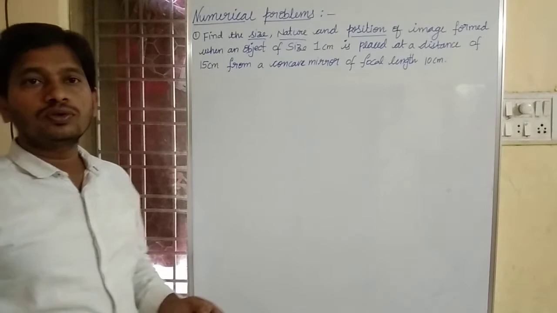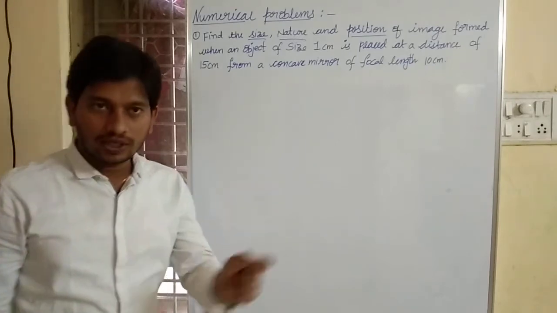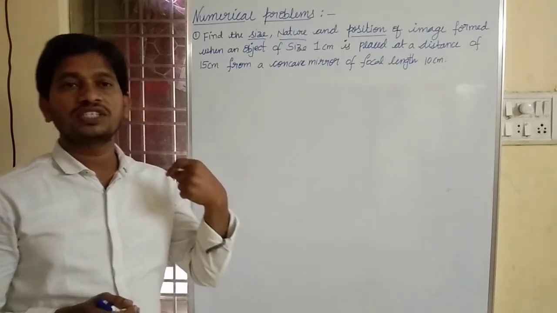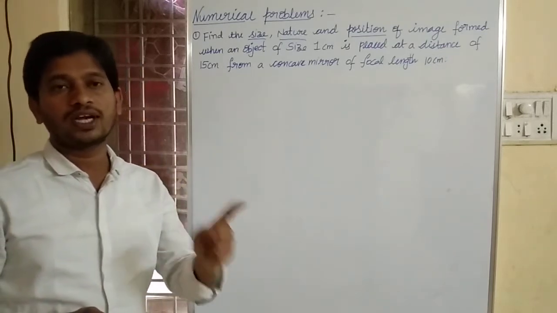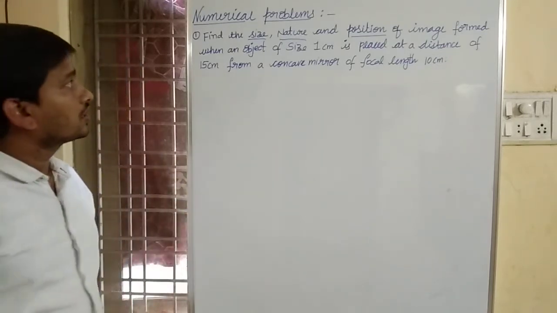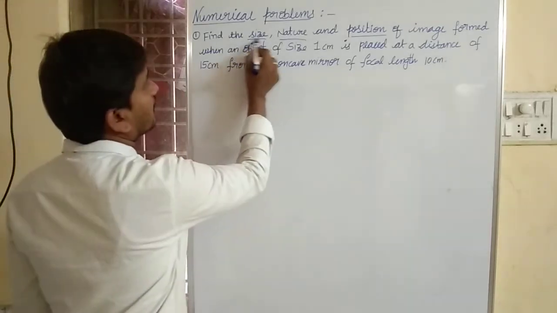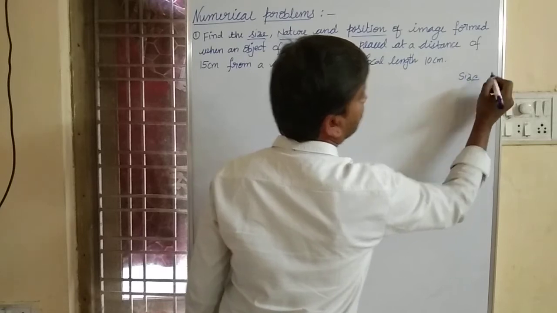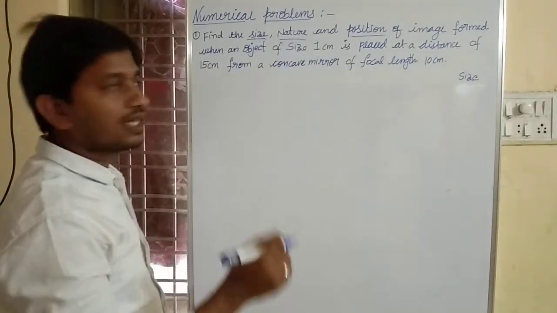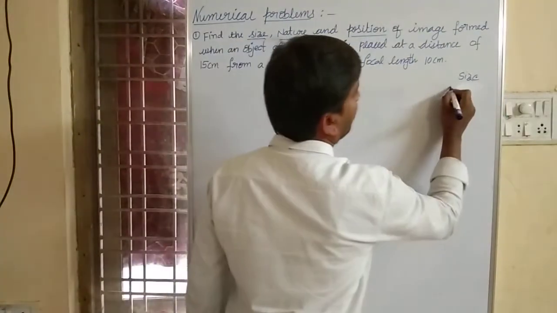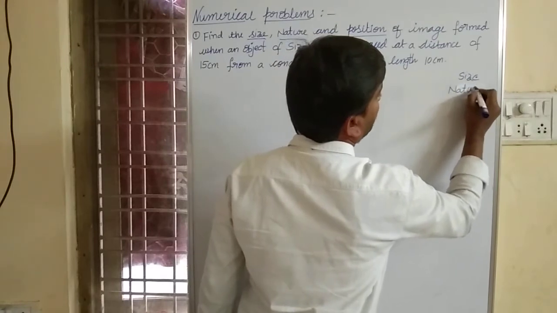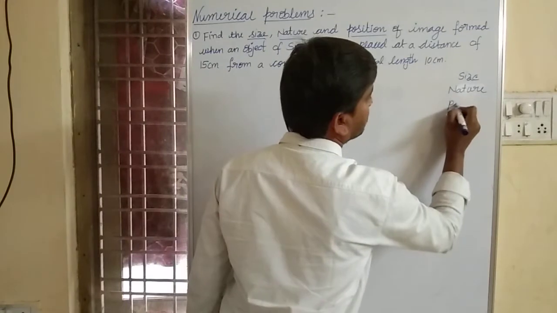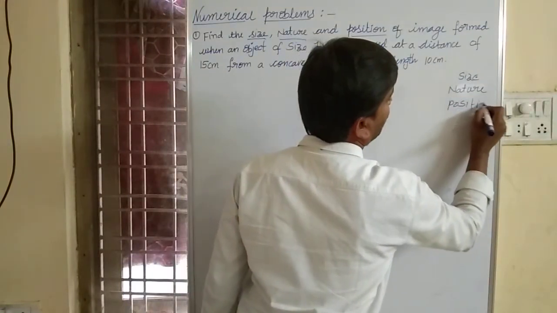First we have to read the question carefully and see what is given, and also which type of mirror we have to find out first of all. You can see what they are asking. They are asking to find the size. What is the size of the image? And what is the nature of the image? And what is the position of the image? These are the three questions they are going to ask you.